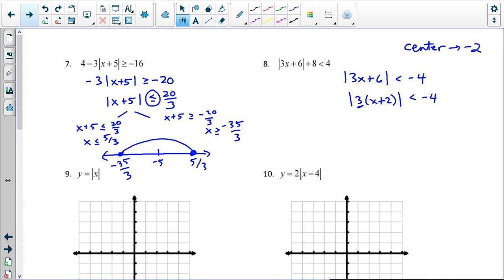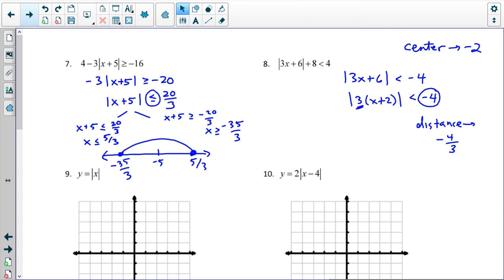Then the other thing that I have to keep in mind is that if I have this 3 here, that is actually like I'm scaling the distance a little bit. So my distance from the center would be -4/3. So I would take whatever this is and I would divide it by the number on the inside of this. So my distance from the center would be -4/3.